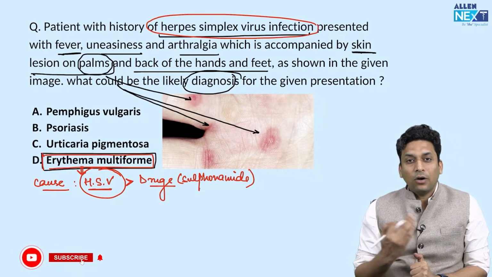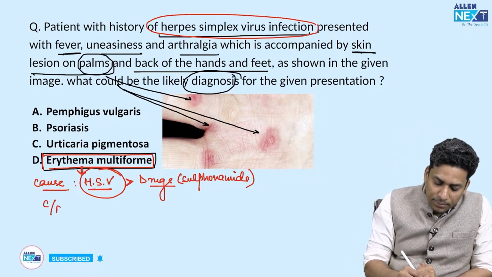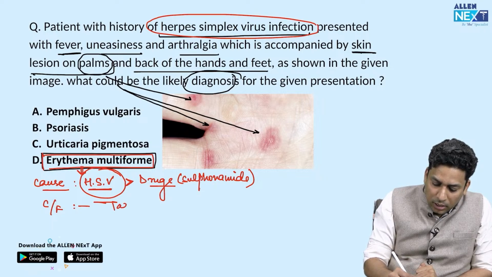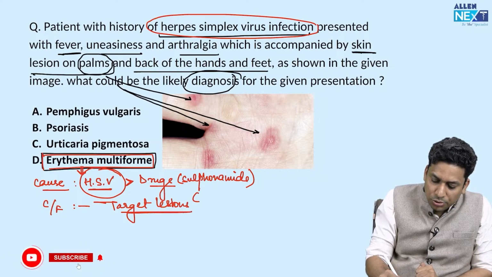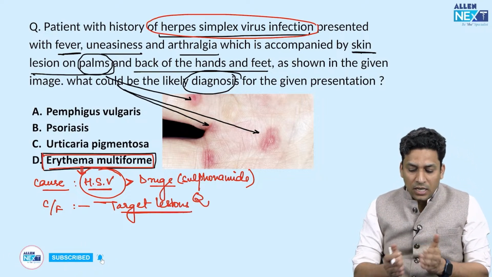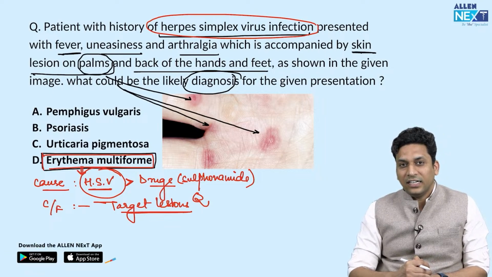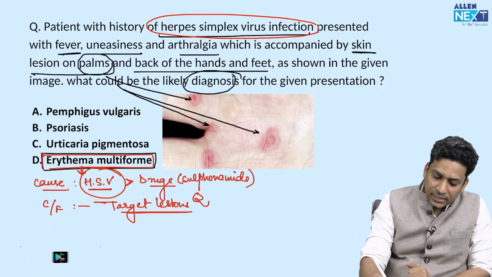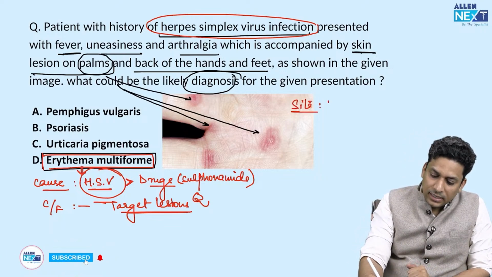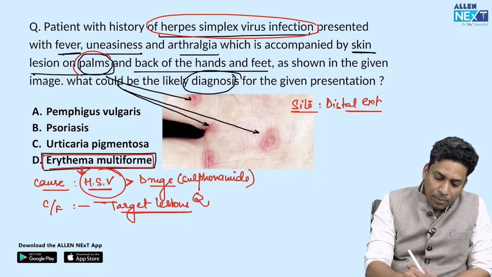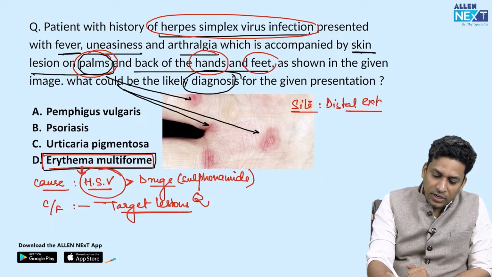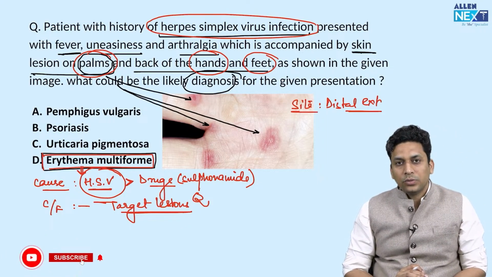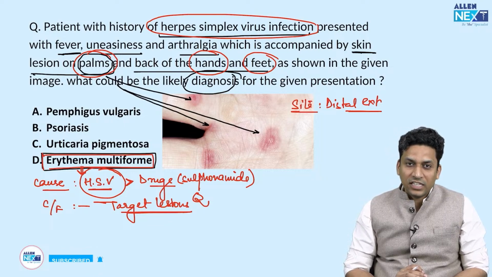Now how do these patients clinically present? They clinically present with target lesions. Now this is very important, target lesions. You should know how to identify target lesions. All these you can see are target lesions. Just now I will explain what target lesions are and where they usually develop. The common site is distal extremities like palm, hand, feet. So all these are important clues pointing towards the diagnosis of erythema multiforme.